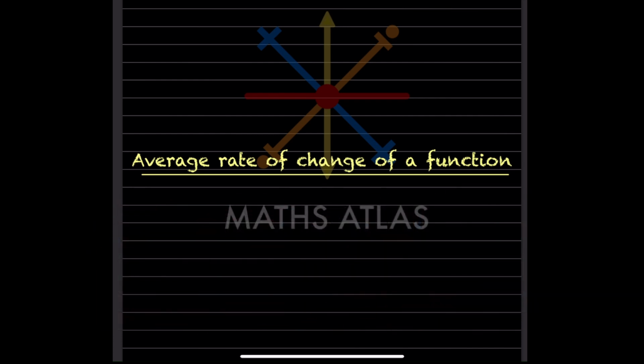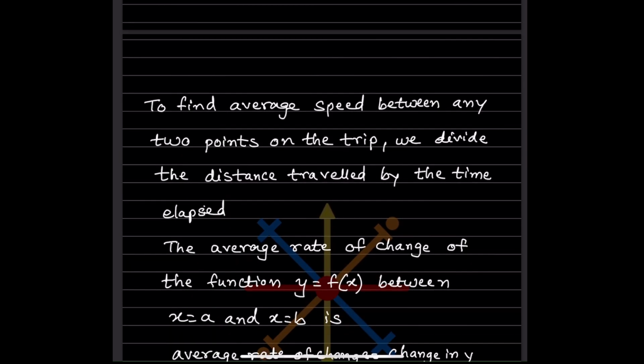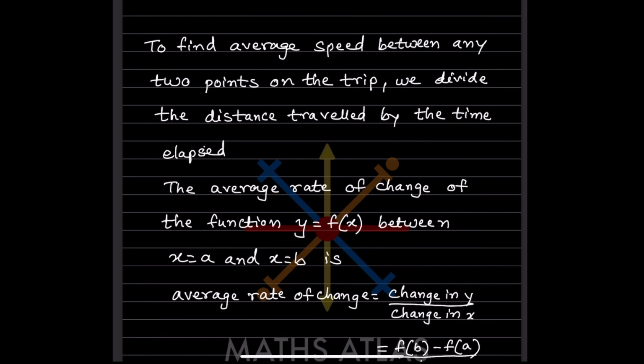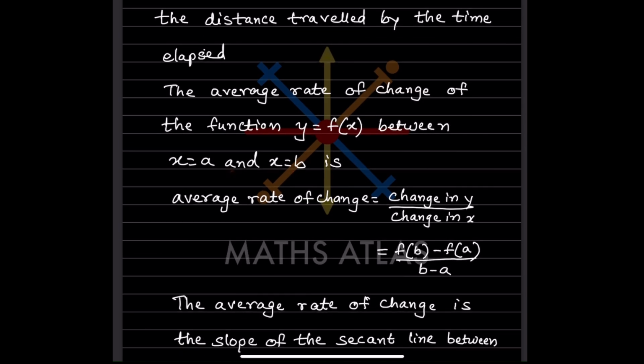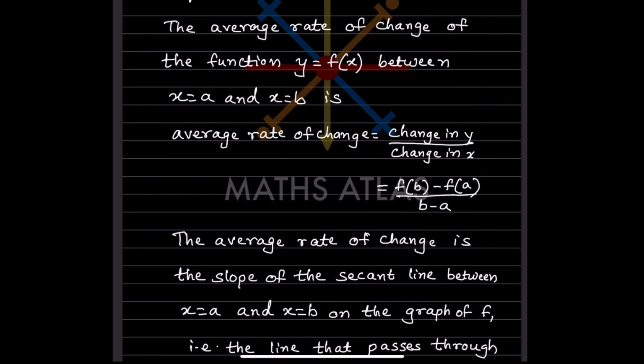So today let us see the topic, that is the average rate of change of a function. To find average speed between any 2 points on the trip, we divide the distance traveled by the time elapsed. So the average rate of change of the function y is equal to f of x between x is equal to a and x is equal to b is change in y divided by change in x, that will be f of b minus f of a divided by b minus a.